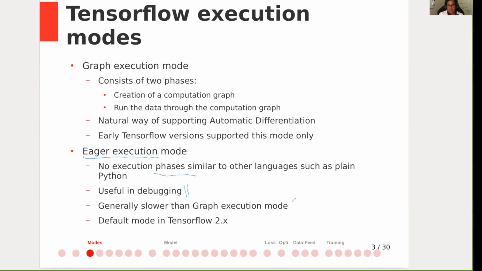So if you train large models, then the graph execution mode is still preferred, even though eager execution mode is nice in debugging. So eager execution mode is the default mode in TensorFlow 2. And if you want to enable graph execution mode, then you have to do it explicitly.